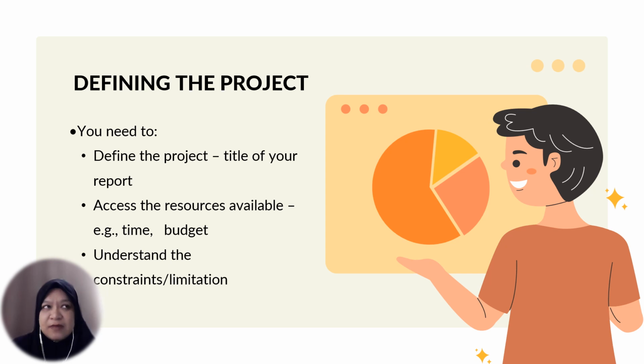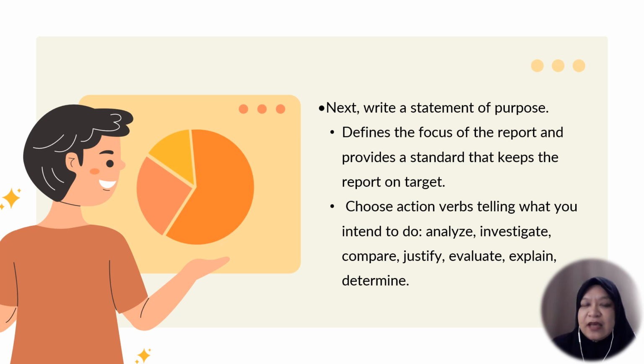The limitation might come from, for example, the time, the money, the respondents or the data that you want to collect, or the information or references that you want to search. If you choose a topic or issue for which it is difficult to get references for the citation, maybe you want to change to another topic or area where the information is easy for you to get. And then after that, you have to write a statement of purpose.